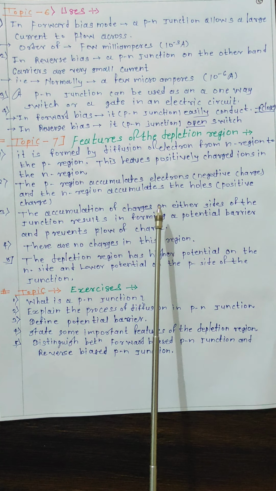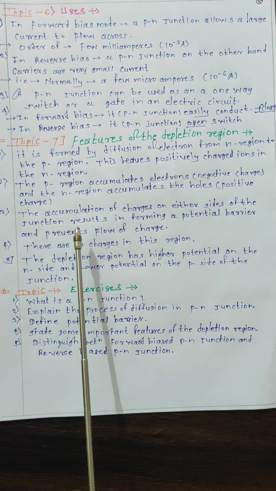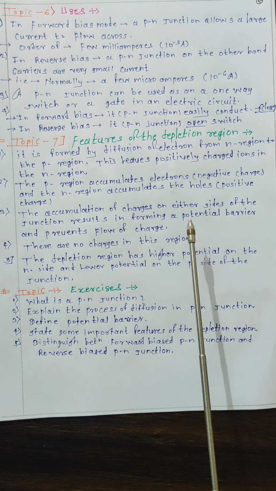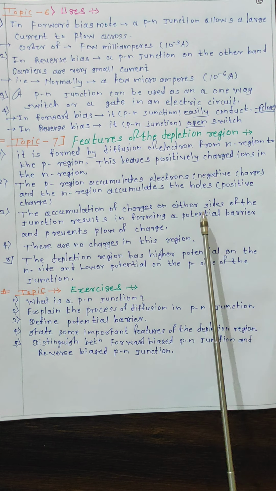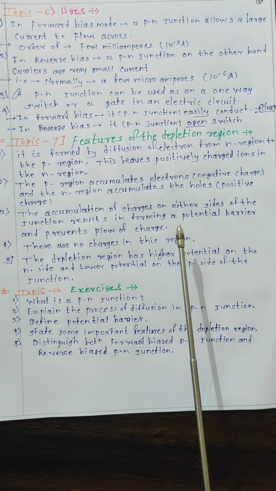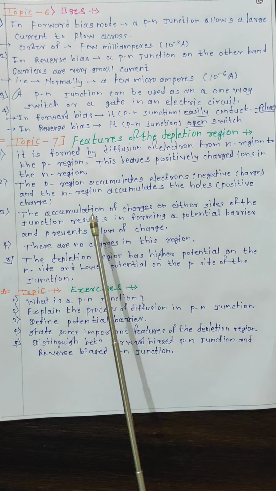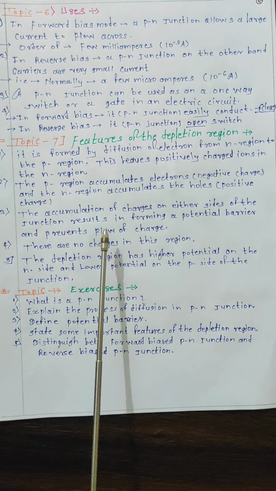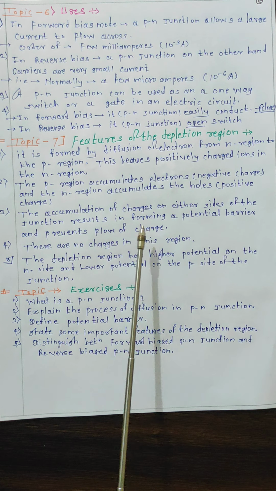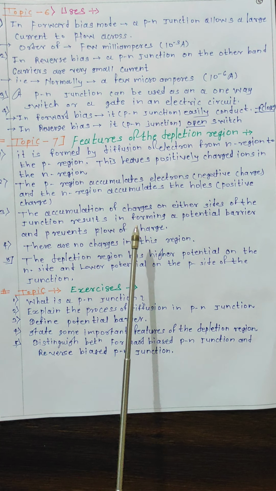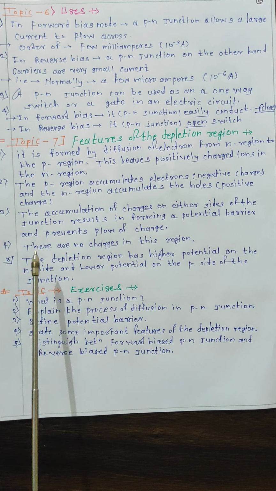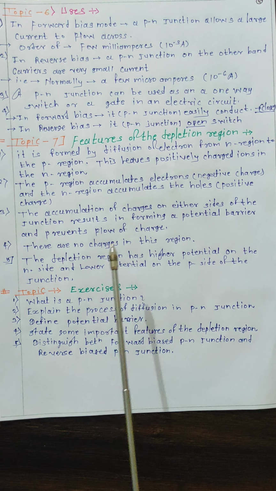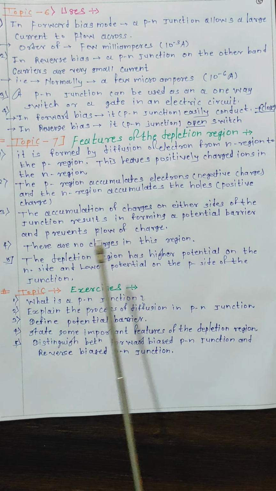That means the accumulation of charge on either side of the junction results in a potential barrier, and it can prevent the flow of charge. So positive charges, that is holes, and negative charges, that is electrons, do not pass through this potential barrier. Then, there are no free charges in the region, so no charge is present in that region.